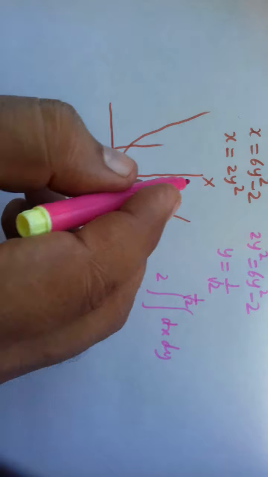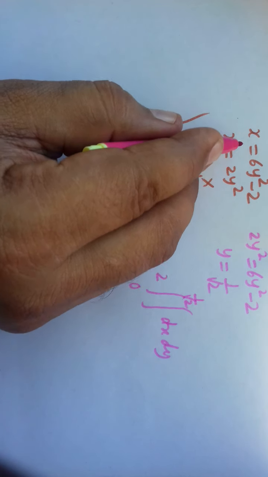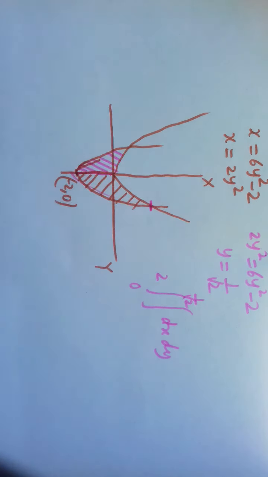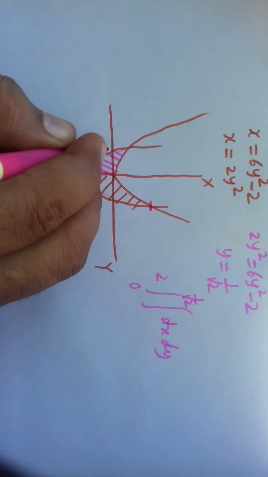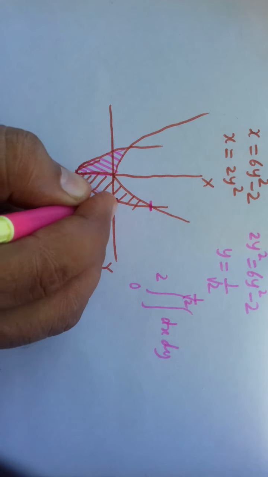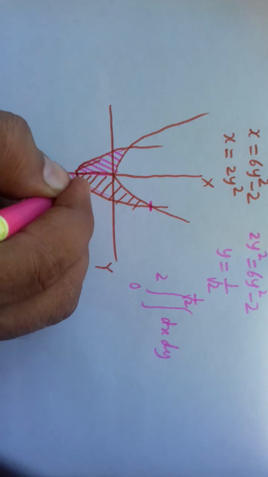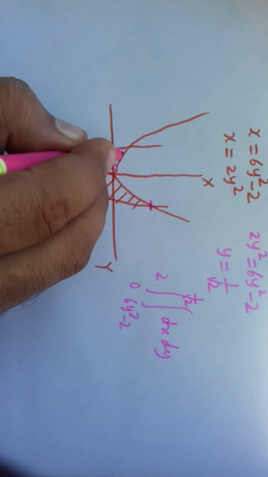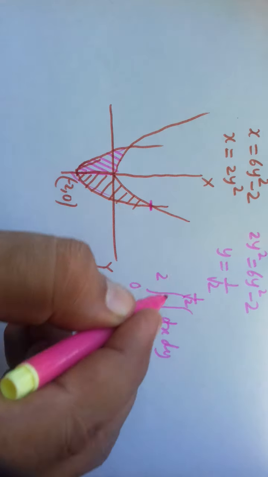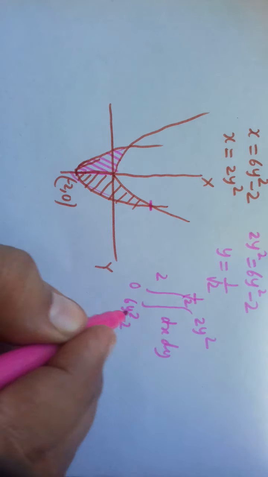You see that here this is x, this also is x, both are x, but between these two, one will be the lower limit and the other will be the upper limit. You see that this curve is lower, this is below, so the equation of this curve, 6y square minus 2, is the lower limit, and the upper curve is this, so the upper limit will be 2y square.